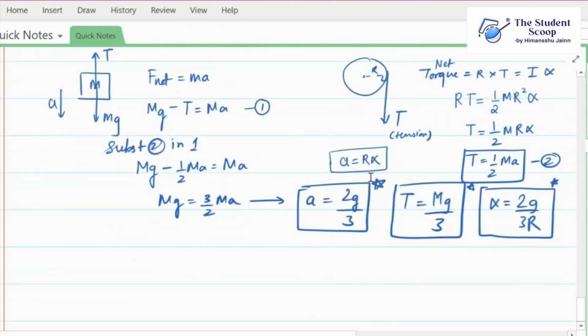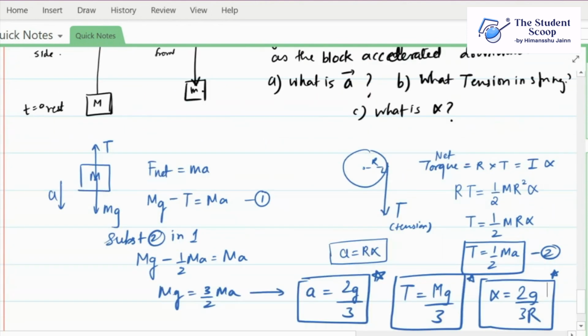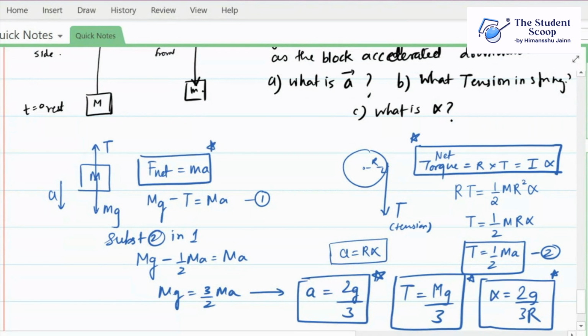Okay. So what we are doing here, we are using two formulas. Net torque is equal to moment of inertia times alpha, and net force is equal to mass times acceleration, and bringing them together by this relationship. These are the three important relationships for the torque related questions. Okay.